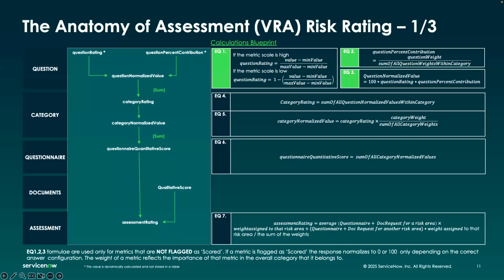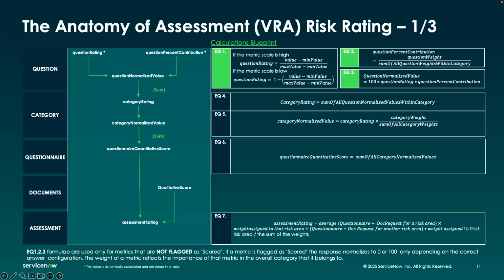Questionnaire quantitative score. The normalized scores of all categories roll up to form the overall quantitative score of the questionnaire. This score represents the risk score for the questionnaire, and from this, the qualitative risk rating of the questionnaire is derived. The actual low, medium, or high risk designation you'll see on the questionnaire instance.